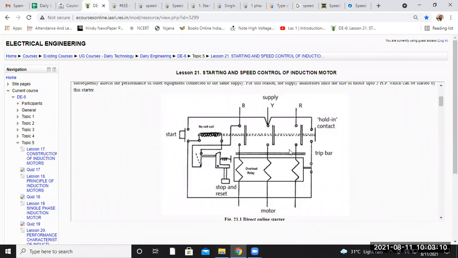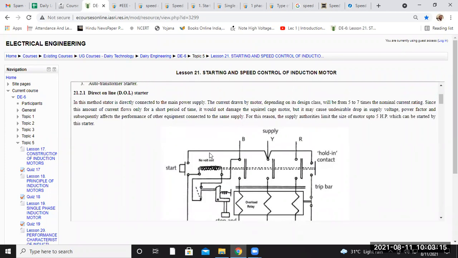This one is the direct online starting method, in which the motor is directly connected to the supply source. The stator of the induction machine is directly connected to the supply source, and in that case, the current is 5 to 7 times higher than the normal current. So it is mentioned here: in this method, the stator is directly connected to the main power supply. That is the first point.